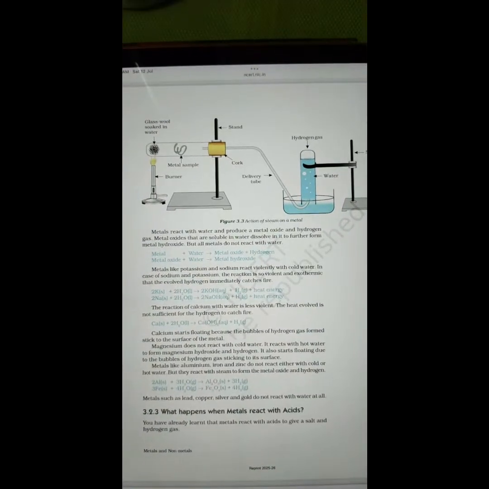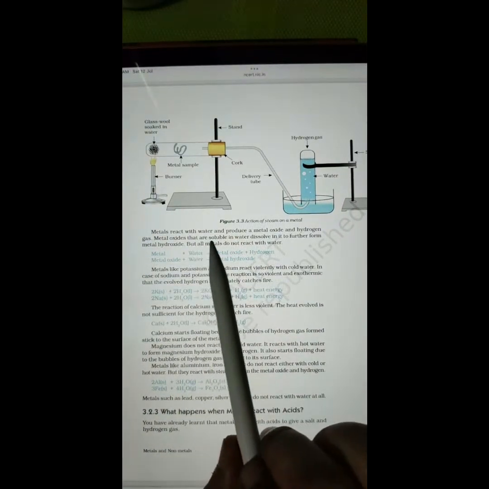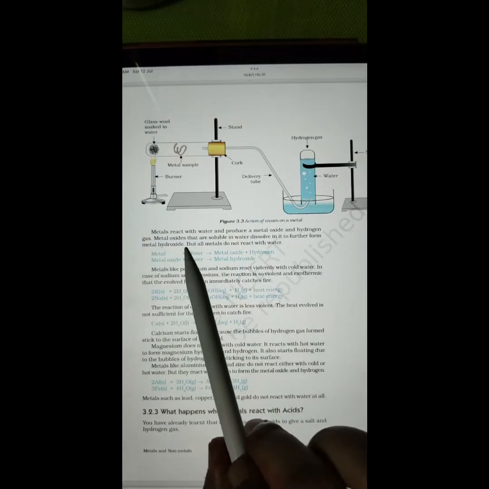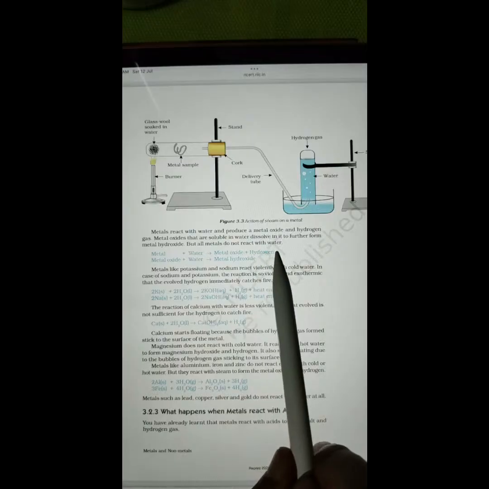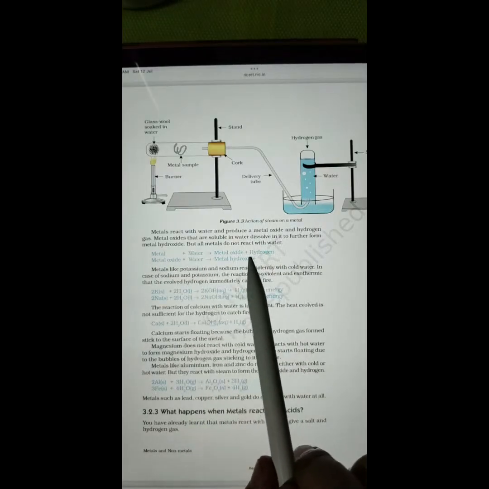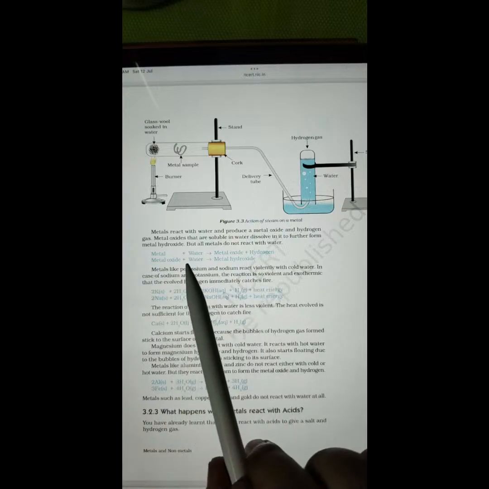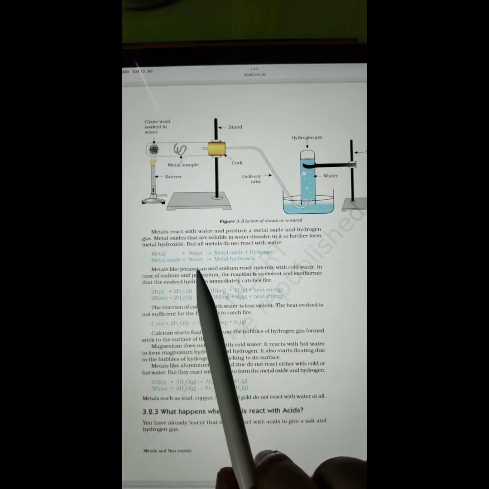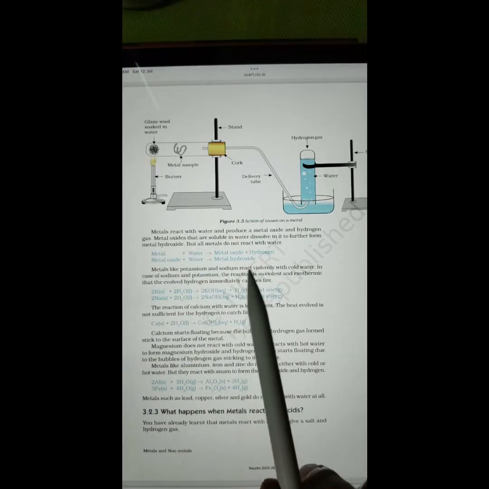Next page. Metals react with water and produce a metal oxide and hydrogen gas. Metal oxides that are soluble in water dissolve in it to further form metal hydroxide. But all metals do not react with water. Metal plus water will give you metal oxide plus hydrogen. Metal oxide plus water will give you metal hydroxide.